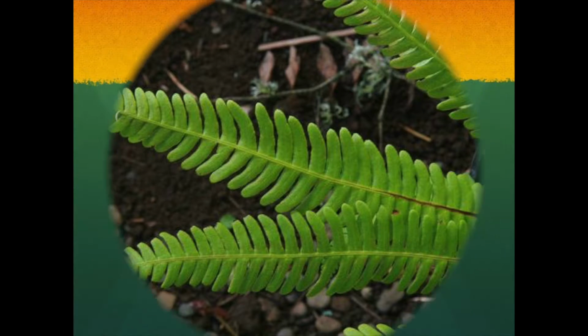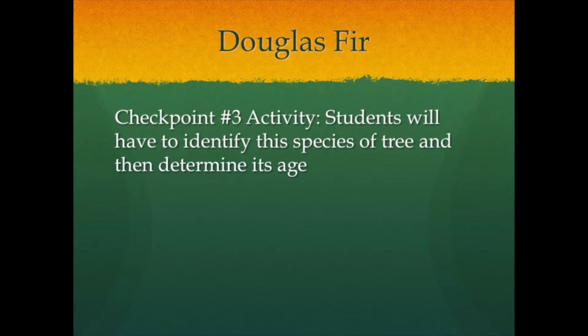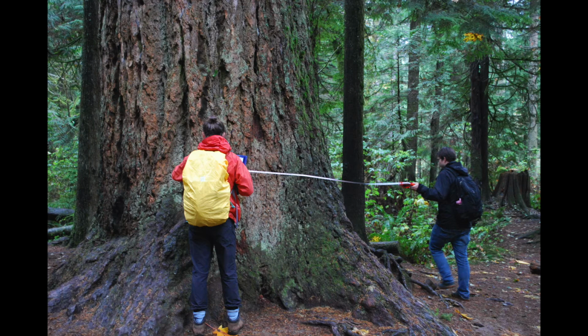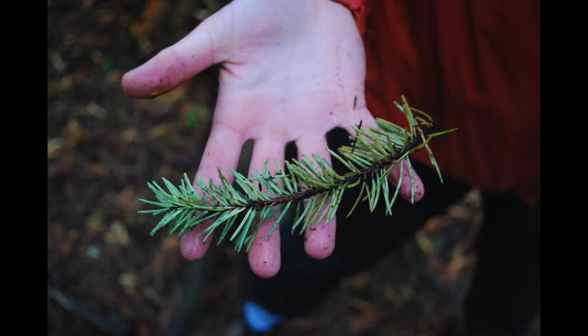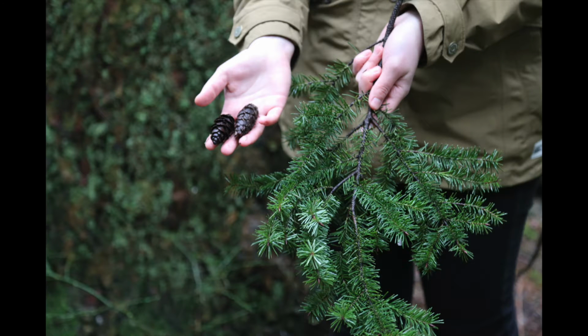They also do not have a stalk at the bottom of each leaflet, but instead connect to the branch with a flat edge. At checkpoint 3, you will find a Douglas fir. Here, students will have to identify the tree species and then determine its age. The Douglas fir is also a coniferous tree. The needles are flat and green and radiate in a circular arrangement around the branch. The cones have jagged pronged sections between each scale and can range from a gray to green color.